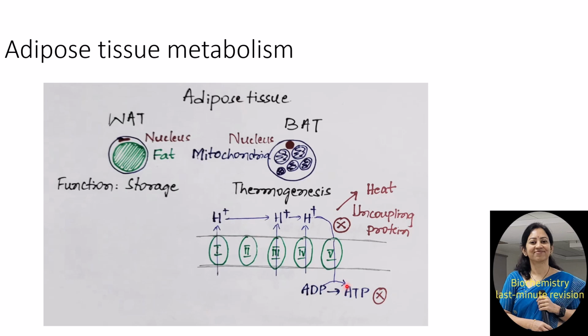So what this brown adipose tissue does is, it has an uncoupling protein called thermogenin, which inhibits the entry of hydrogen ions through complex 5, and it will inhibit phosphorylation of ADP to ATP. So this is dissipated as heat. Thermogenesis is the important function of brown adipose tissue. White adipose tissue is concerned with storage of triglycerides, and brown adipose tissue is concerned with thermogenesis.